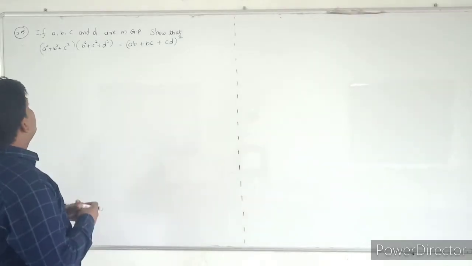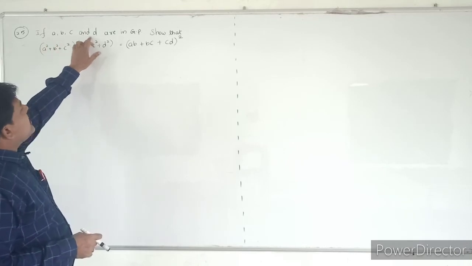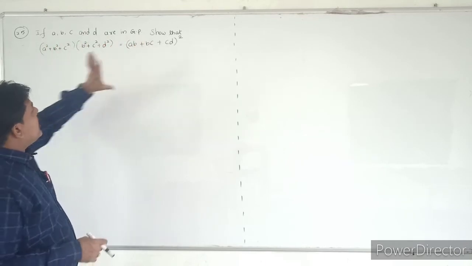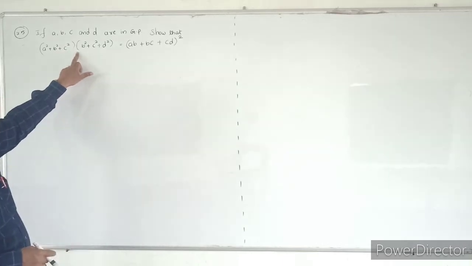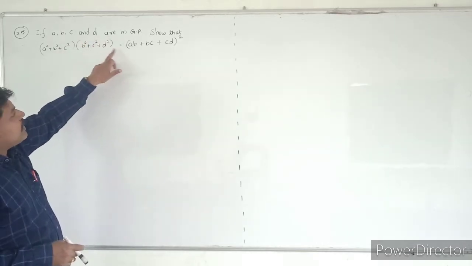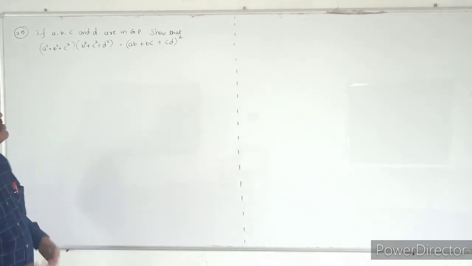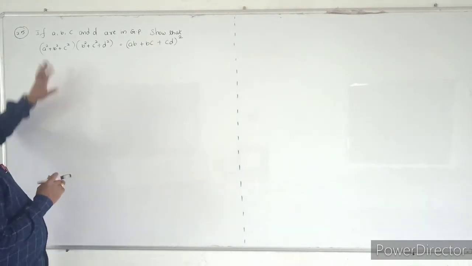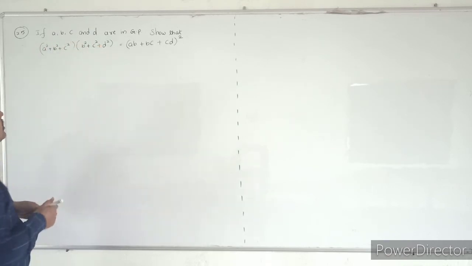See students, question number 25. If a, b, c and d are in GP, show that (a square plus b square plus c square) into (b square plus c square plus d square) is equal to (ab plus bc plus cd) whole square. So this is the condition you have to show. What they have given is that a, b, c and d are in GP. So what is the meaning of that?